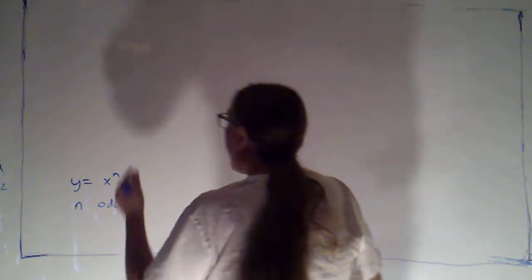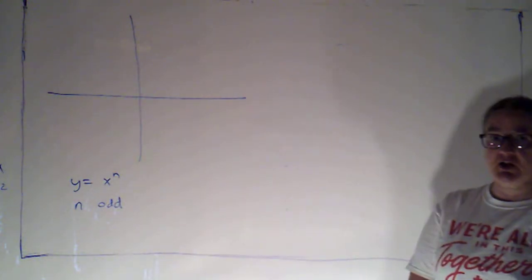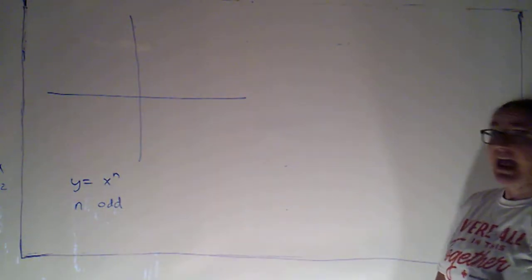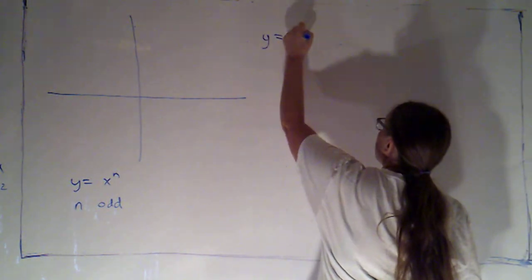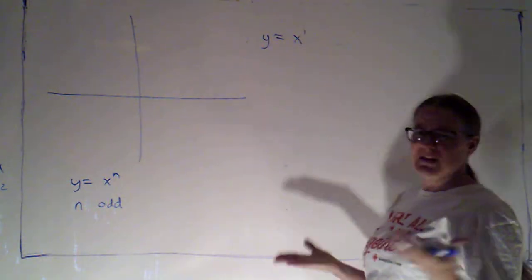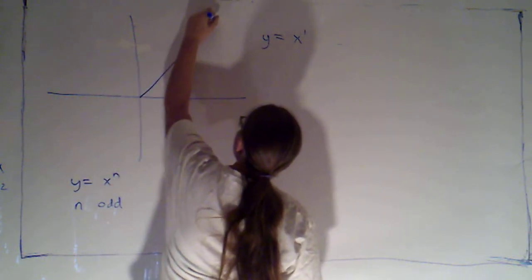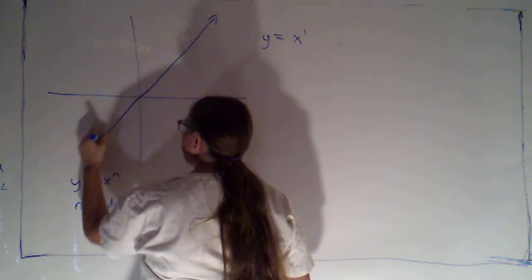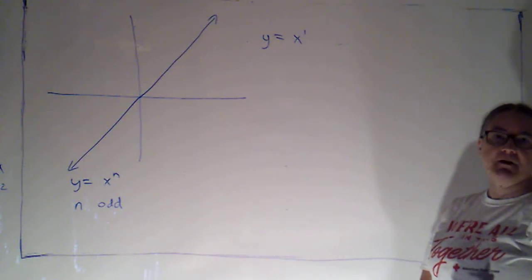Okay. All right, now, if n has to be a positive odd integer, the first one that we would have is n equals 1. So I could look at y equals x to the first. Well, that just means y equals x. That's my identity function. That's a line of slope 1 through the origin.